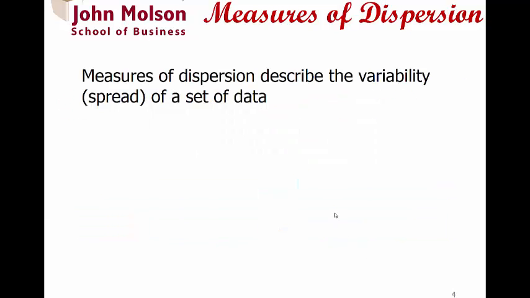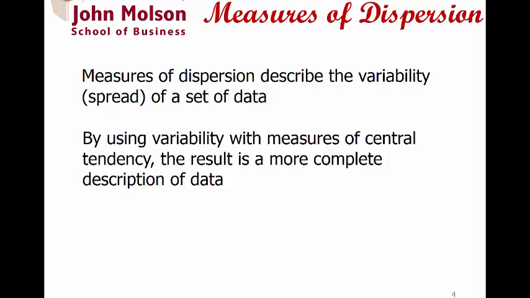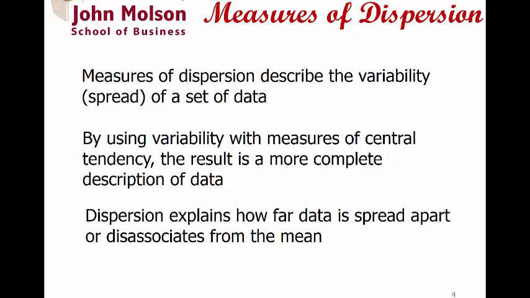So let us start by defining this. We want to describe the variability or the spread of a set of data. So by using variability with measures of central tendency that we saw in the previous module, we have a more complete description of our data set. So dispersion explains how far the data is spread apart or disassociated from the mean. It's all about the distance from the mean.